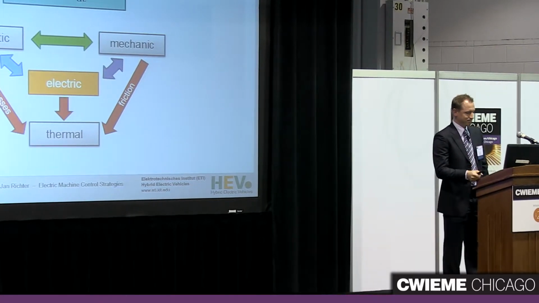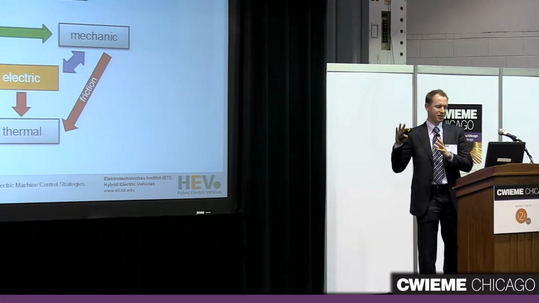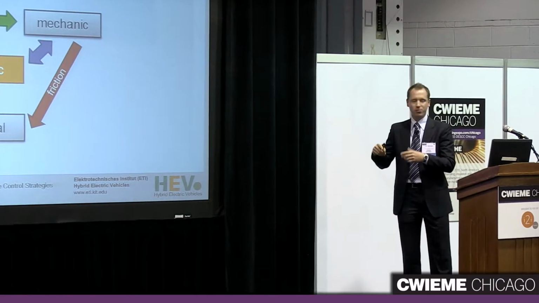All right. This completes the modeling part. So now we have model parameters in this model: the flux linkages, the resistance, and so on, and we have to identify them. So how can this be done?